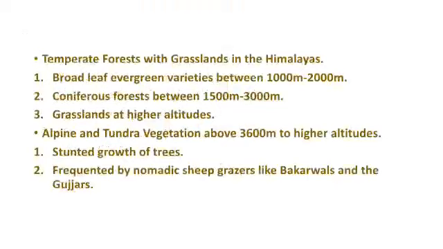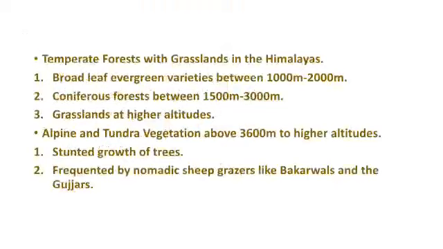Next we have temperate forest with grassland in the Himalayas. We have three levels or categories. The first one we have is the broadleaf evergreen varieties between 1000 meters to 2000 meters above sea level. Next to that we have the coniferous forest between 1500 meters to 3000 meters above sea level. Higher than that, we have the grasslands.